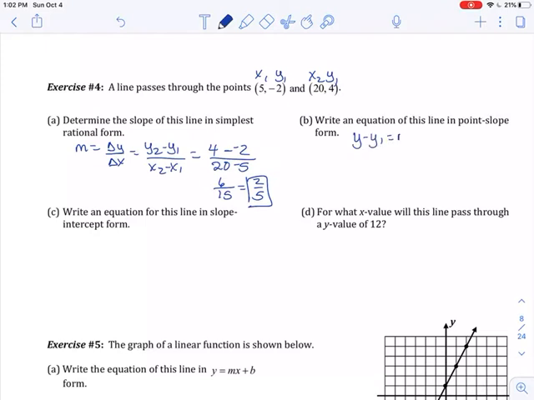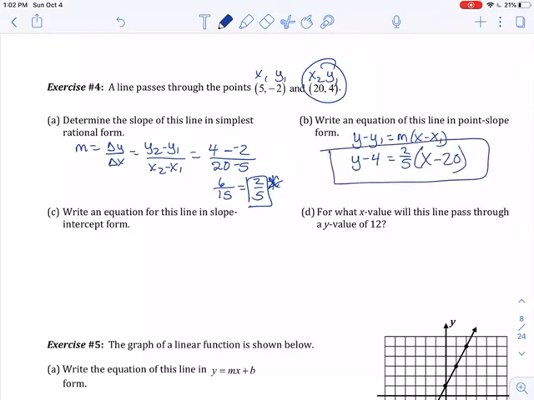Write an equation of this line in point slope form. So this is my point slope form. I can take either point. It does not matter which one I want to take. I'm going to take the 20 and the 4 just because they're positive numbers, and then I don't have to worry so much about signs. So y minus y1, my y1 is 4, equals the slope. The slope I just found over here. My slope is 2/5, parentheses x minus, and my x is 20. And that is my answer for that.